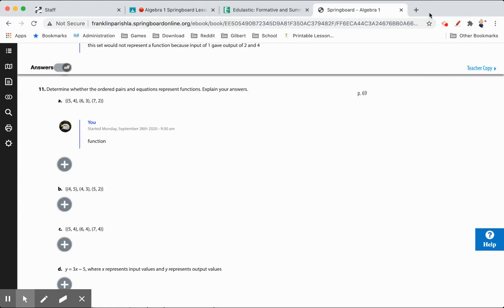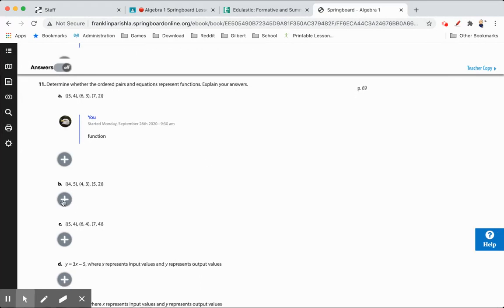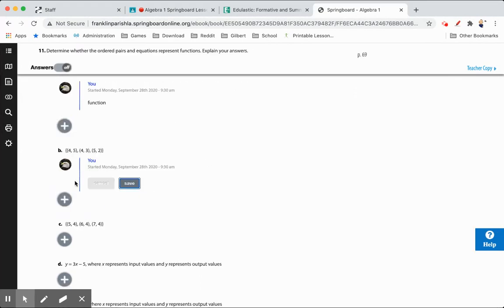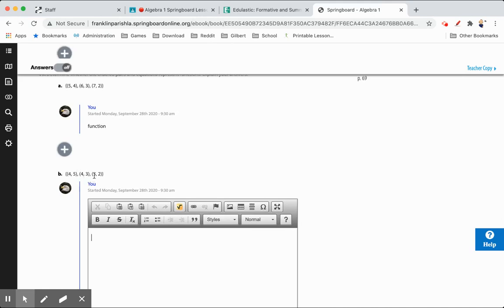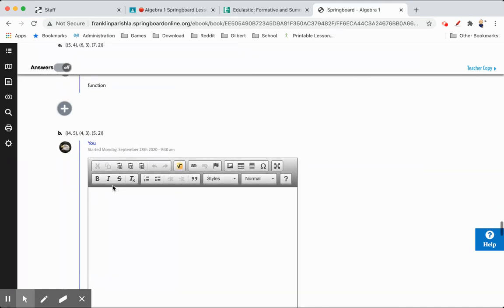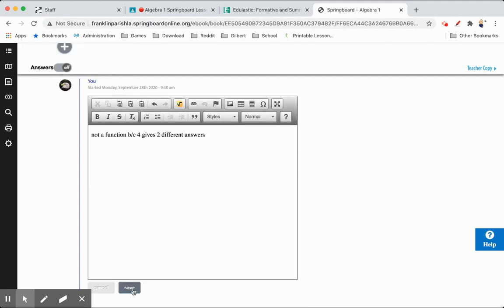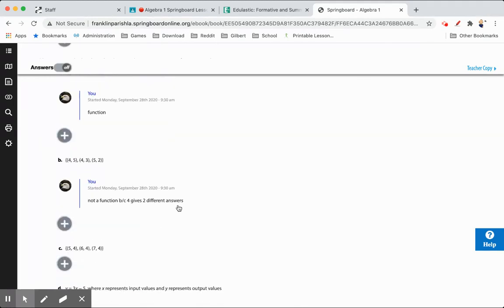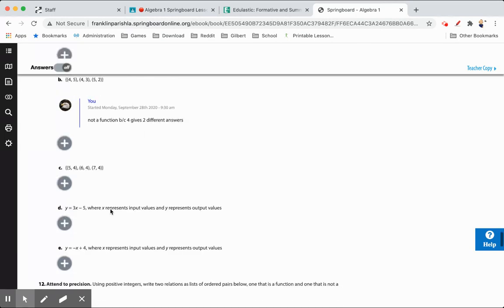I hope you hear the bell ringing. B, (4, 5), (4, 3), (5, 2). That's not a function. 4 gives you 2 different answers. Okay. I realize when I say answers, I mean output and all that kind of stuff. 4 gives you 2 different outputs.